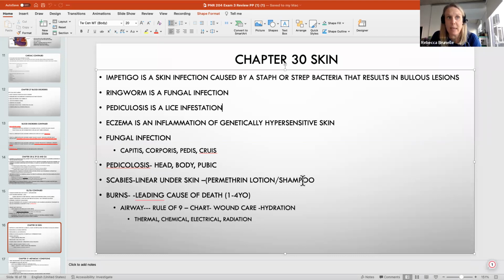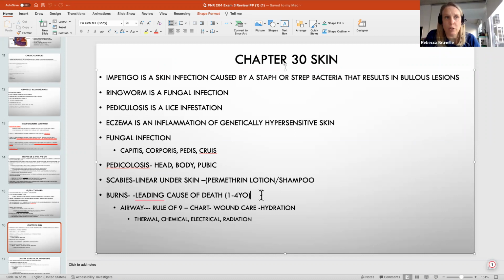And then scabies. These are mites. They're little parasites that burrow in your skin. So you'll see lines where they burrow their eggs in your skin. Usually in between your fingers is a common place to see it. This is also very contagious. You have to treat the whole family.